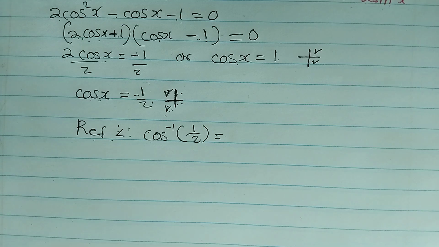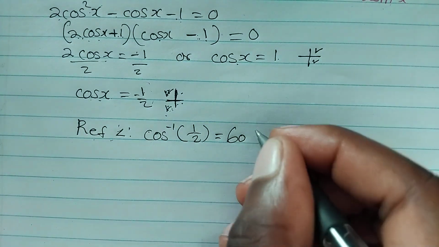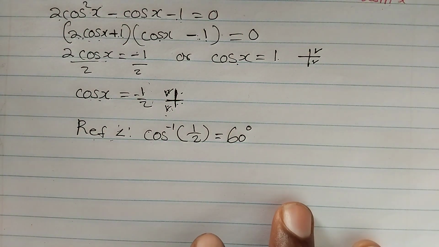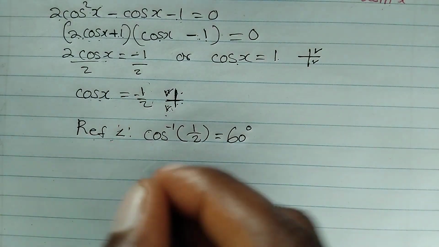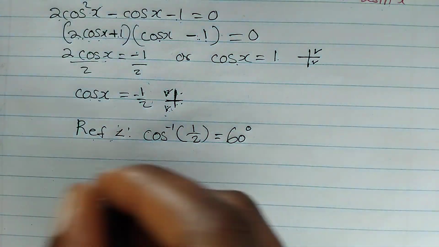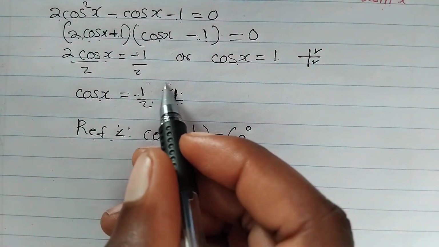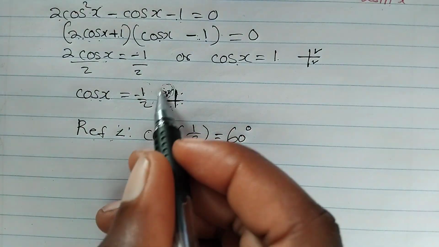Cos inverse of 1 over 2 gives us 60 degrees. So we have 60 degrees as our cos inverse. In this case, you go to these quadrants that you ticked here. So you can get only one quadrant.